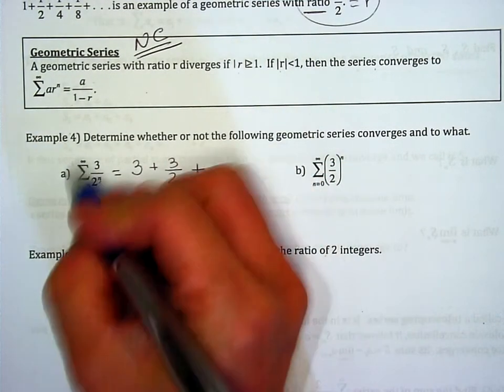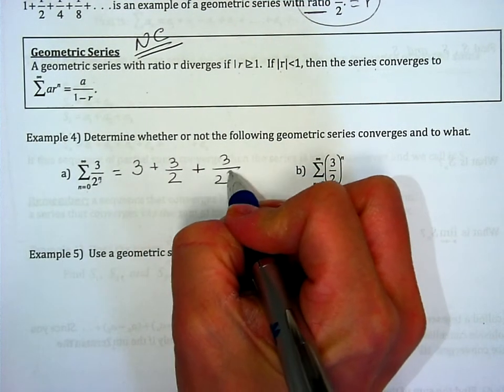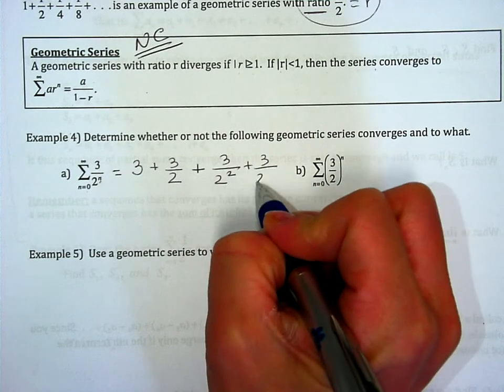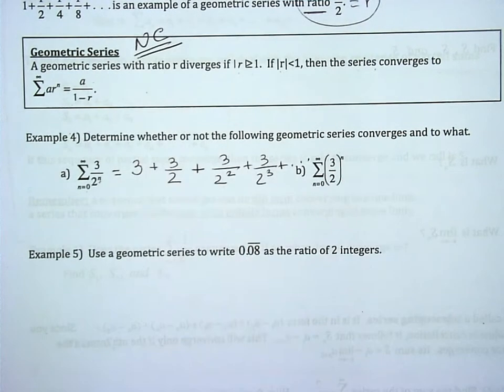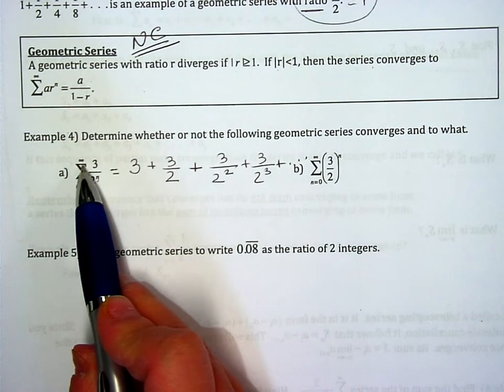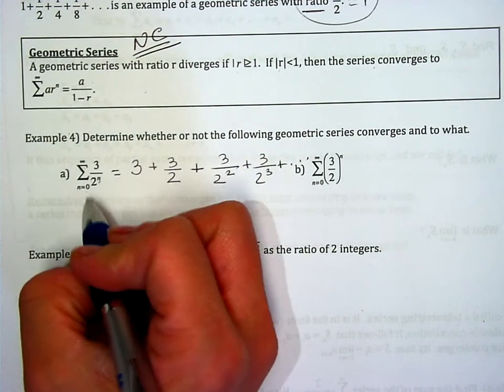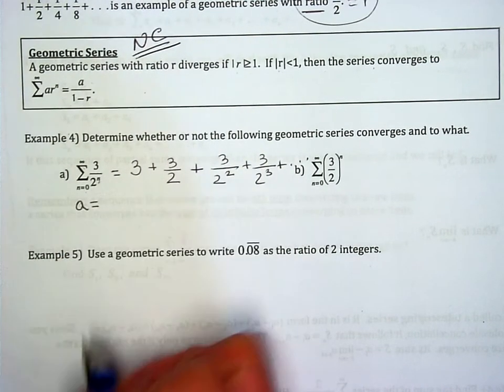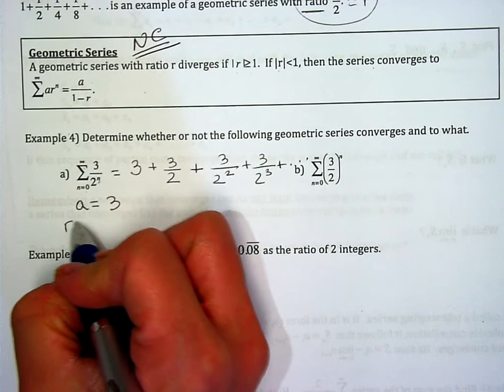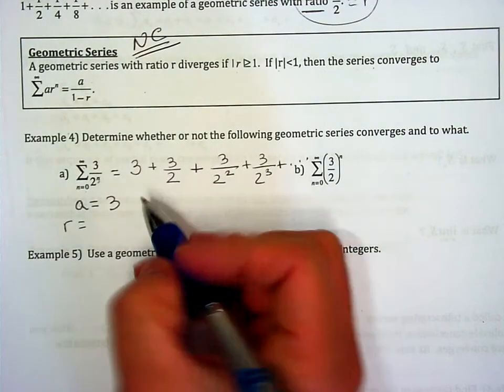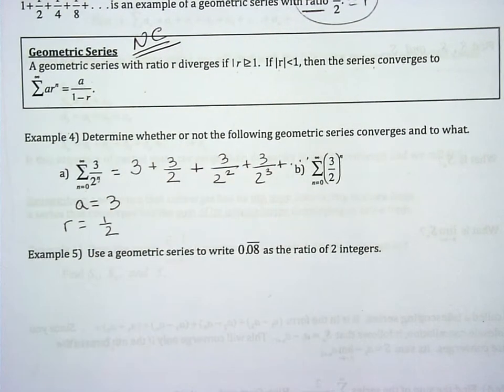If I plug in 2, the next term is 3 squared, 3 over 2 to the third, etc. So this is an infinite series because we're counting up towards infinity. Now if you look at these terms, we can see that my first term, which is called A, is 3. Your common ratio, which we call R, is 1/2 because we are multiplying by 1/2 every time.